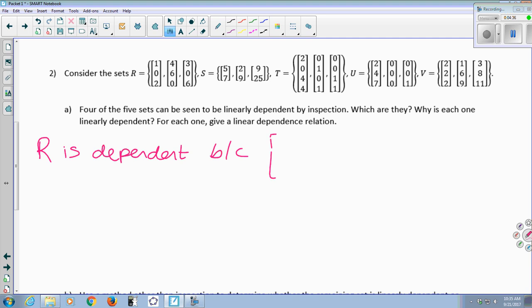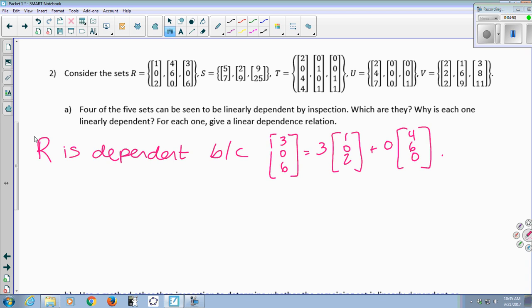Right? So 306 can be written as 3 times the first vector plus 0 times the other vector. So if one vector is a linear combination of any of the others, it's dependent.